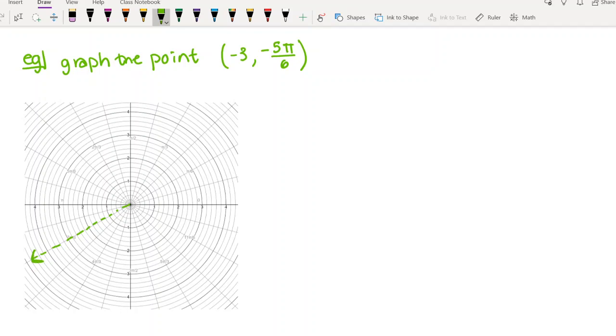But we have a negative radius. And so what that means is we want to extend our angle across the origin. And instead of putting our point in that positive direction, we're going to put it in the negative direction. So we want to put it again on the circle with a distance of 3. And so that would be here.